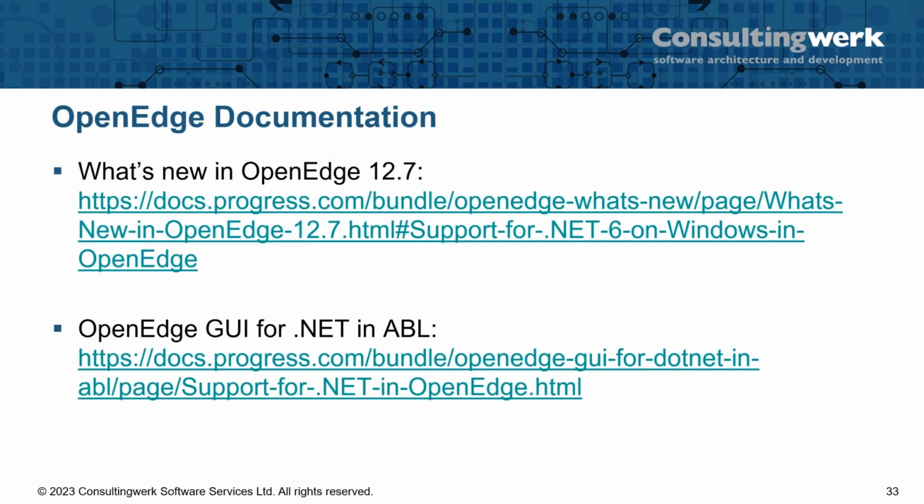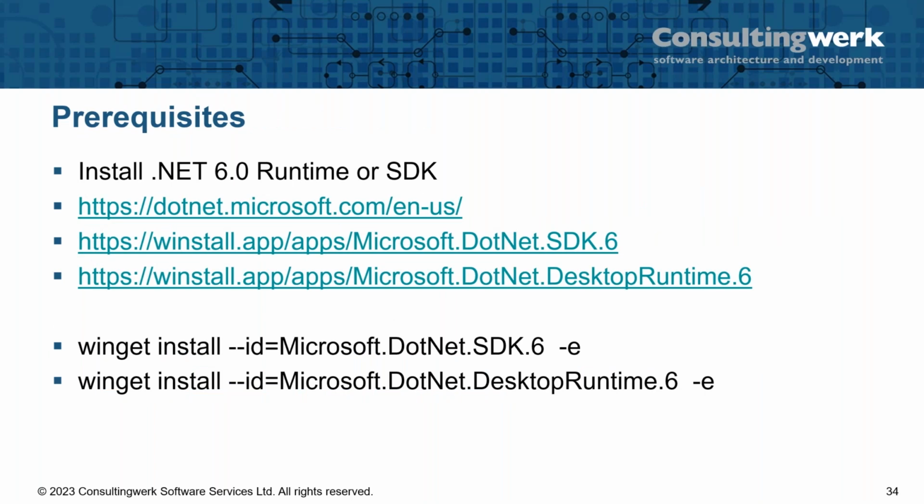So let's document it in the what's new documentation as expected. And the differences, or the specifics, for using .NET Core in the ABL are documented as part of the GUI for .NET documentation as well. What are the prerequisites?